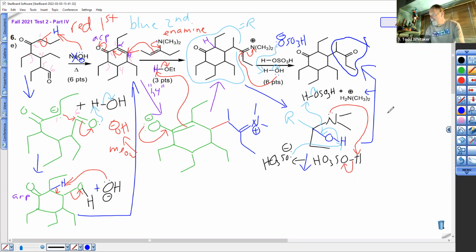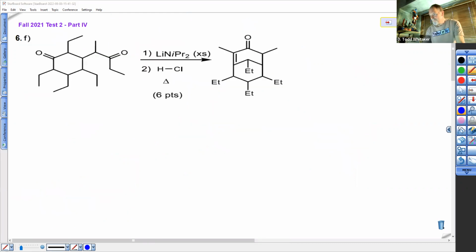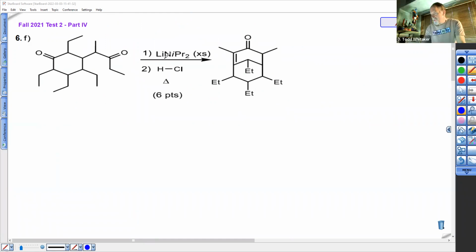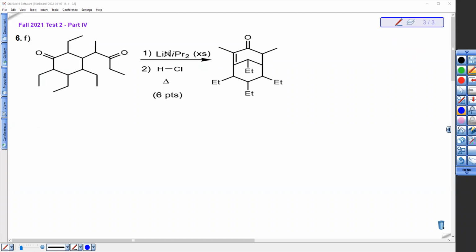Okay, and we'll come back. We're going to be doing F. This is a directed something. We're attacking a ketone, so it's a directed aldol condensation again.